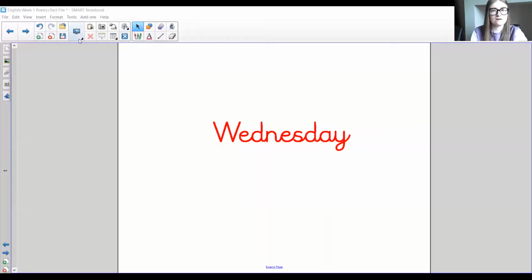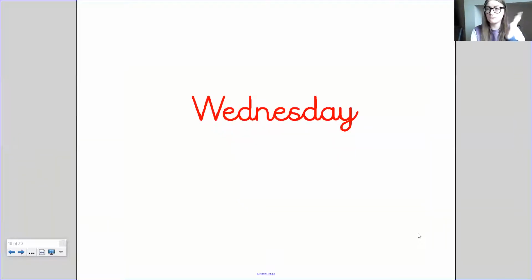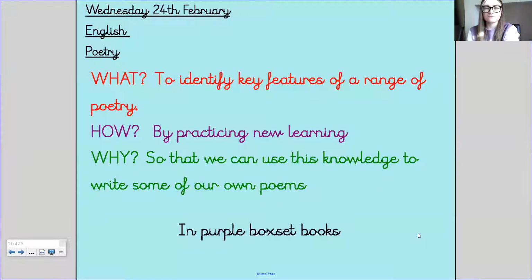So we are on this lovely Wednesday, which is technically our halfway point for the week. By the end of today, we'll be halfway because it's only a 4-day week. We are going to go into our purple box set books today. So I'd like you to pause and write these three things from the top: Wednesday, the 24th of February, English and poetry. Write them in your neatest handwriting at the top of your page, and then underline it with a ruler.